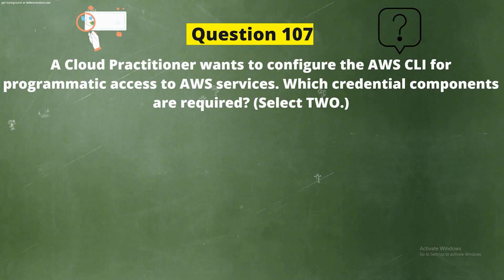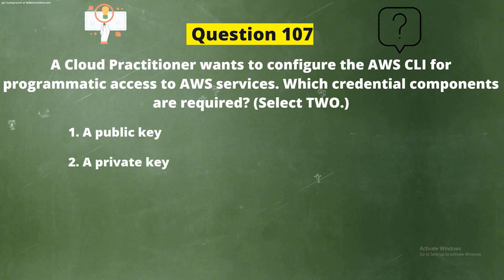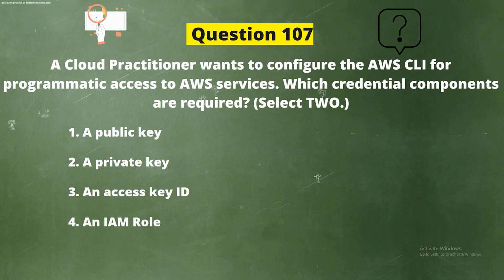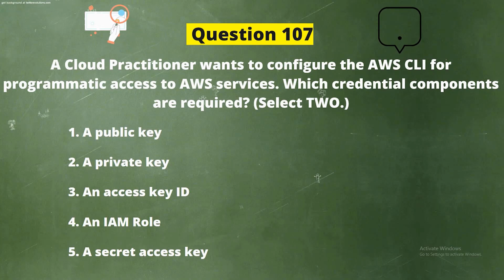Next question. A cloud practitioner wants to configure the AWS CLI for programmatic access to AWS services. Which credential components are required? Select 2. And the options are: Option 1. A public key. Option 2. A private key. Option 3. An access key ID. Option 4. An IAM role. Option 5. A secret access key.